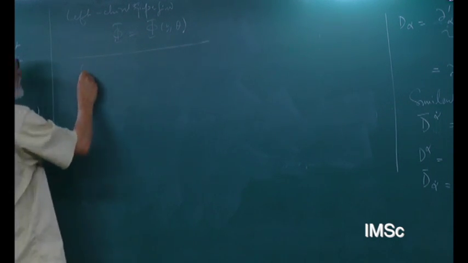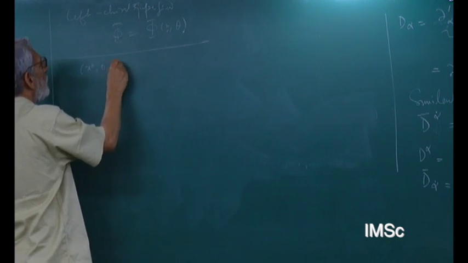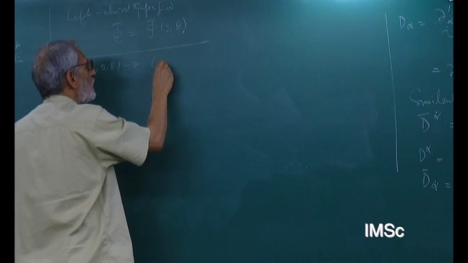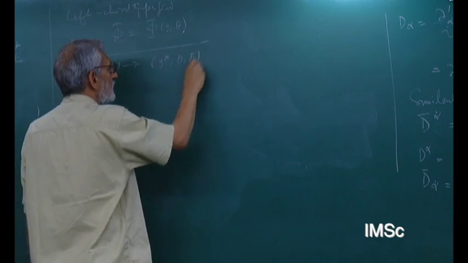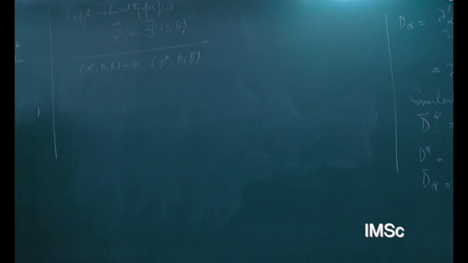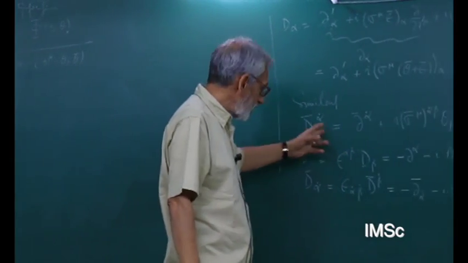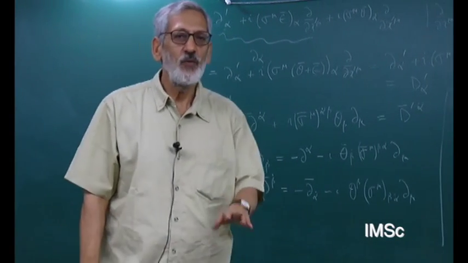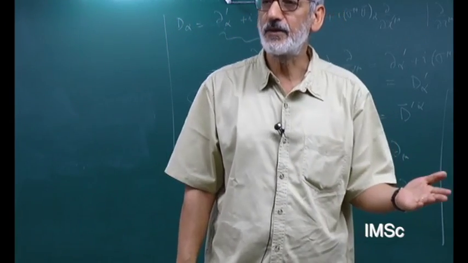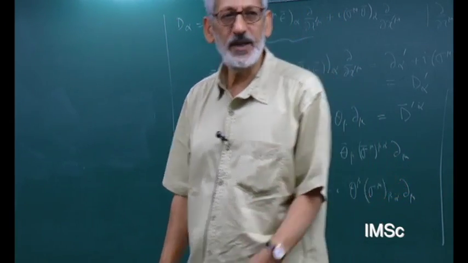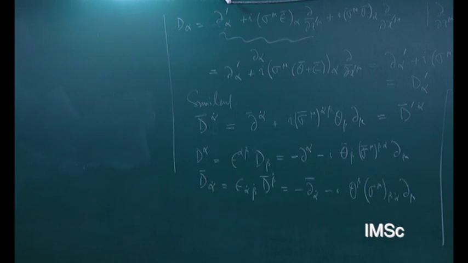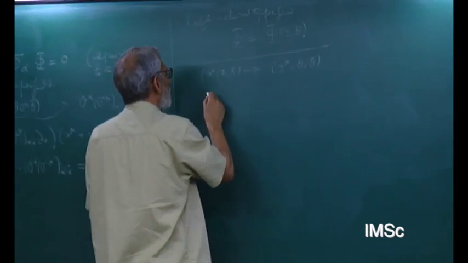So I started with the superspace coordinates x mu, theta and theta bar. Let me go over to new coordinates y mu, theta, theta bar. If I change coordinates from here to here, the supersymmetry algebra generators and the covariant derivatives that I constructed will also correspondingly change, because I have changed the coordinates. What do I mean by that? Let's see how these objects change under supersymmetry.